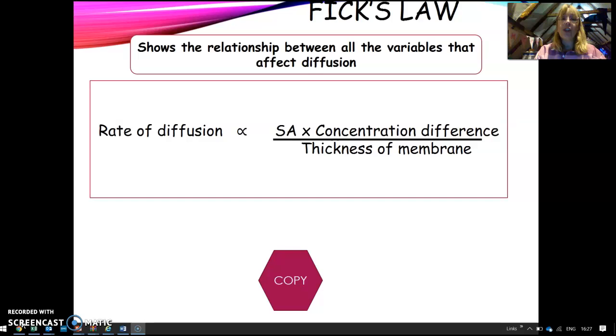So the rate of diffusion is directly proportional. That sign that looks a little bit like a fish or an upside down 8 with its bottom missing means proportional to. So it's directly proportional to what's on the numerator, indirectly proportional to the denominator, the thickness of the membrane. Okay, so let's have a look at some questions.